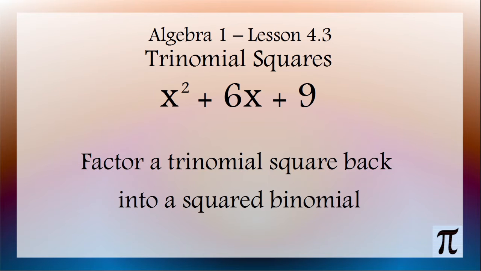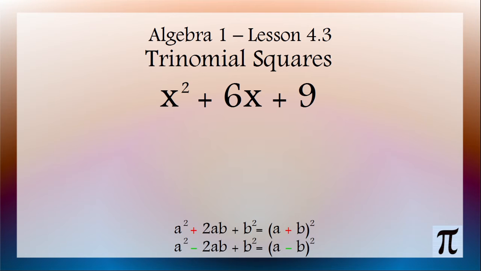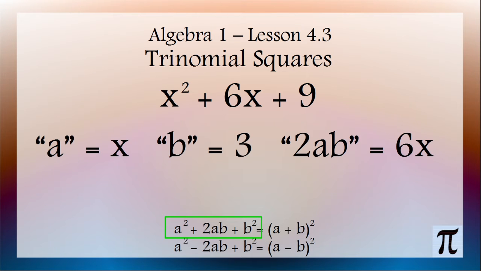Next, we're going to look at factoring a trinomial square back into the squared binomial that we started with. So in this case, we know we have two possible options, a positive form or the negative form. This one has a plus 6x, so we know this will fit the positive form. Looking at the squared terms of the trinomial, x squared and 9, we know that x is the a portion and 3 is the b portion of the template. And 2 times a times b is 6x. Remember, the a and b are just placeholders for the binomial that we're trying to get back to.